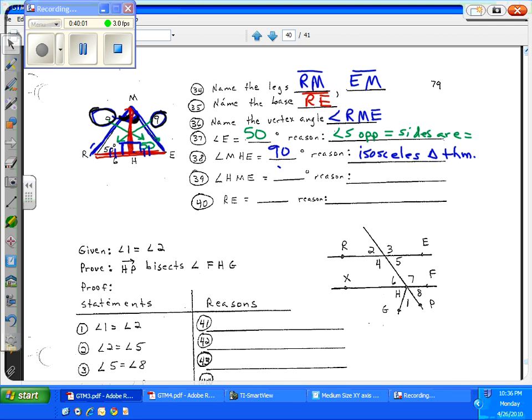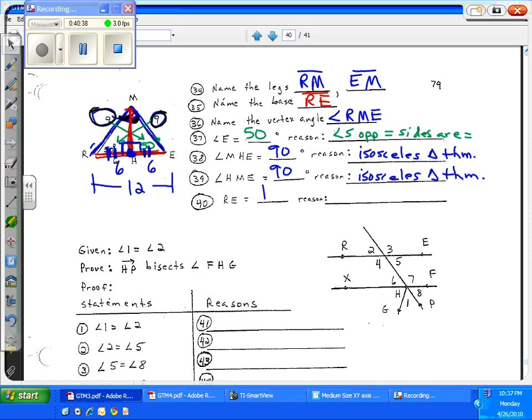And angle HME is 90 degrees because of the isosceles triangle theorem. And segment RE is equal to 12. We know that because of the isosceles triangle theorem, and the midpoint means those are equal. And so if that is 6 and that is 6, then the whole thing is 12.